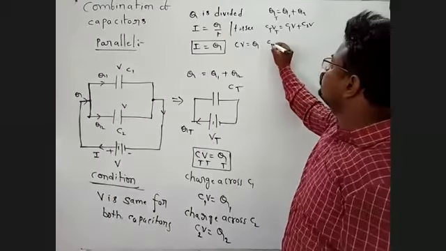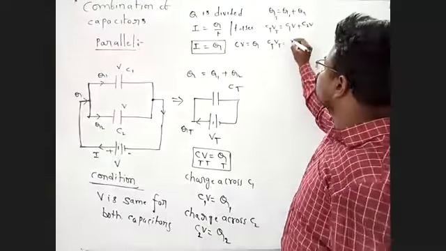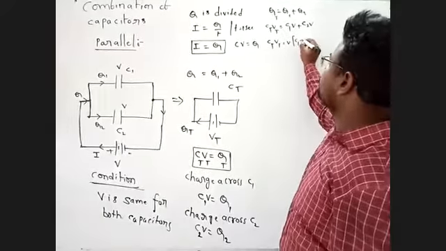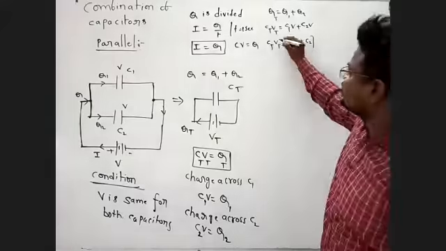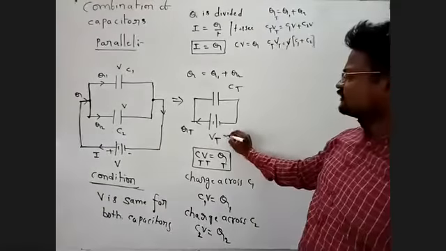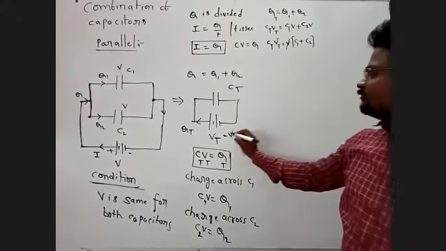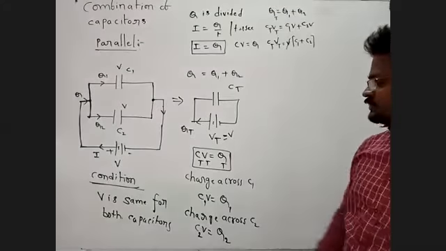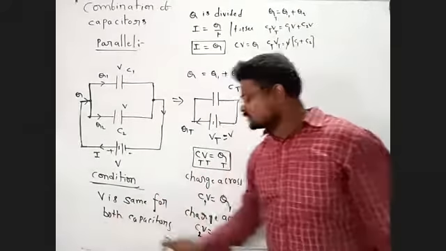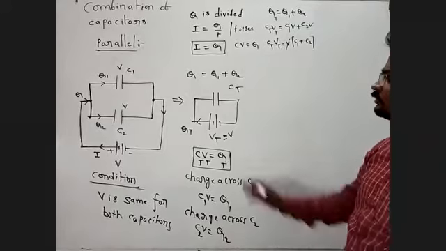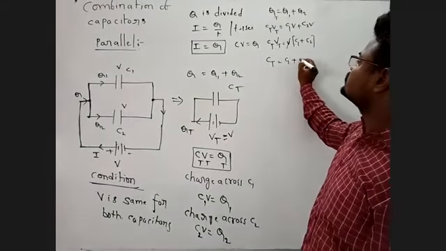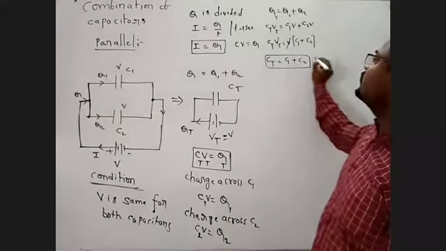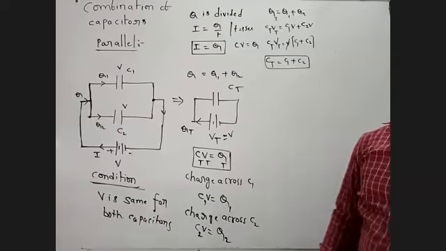This is C total, and V total is equal to V, taking common C1 plus C2. Here V cancels out, so V total is equal to V. V is the same for both capacitors. C total is equal to C1 plus C2. This is the formula when two capacitors are in parallel.